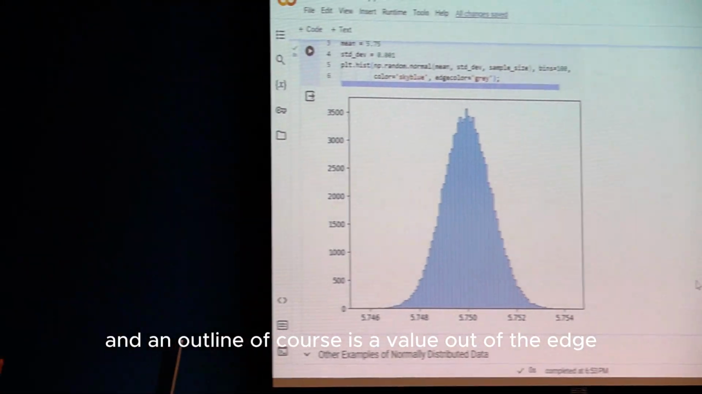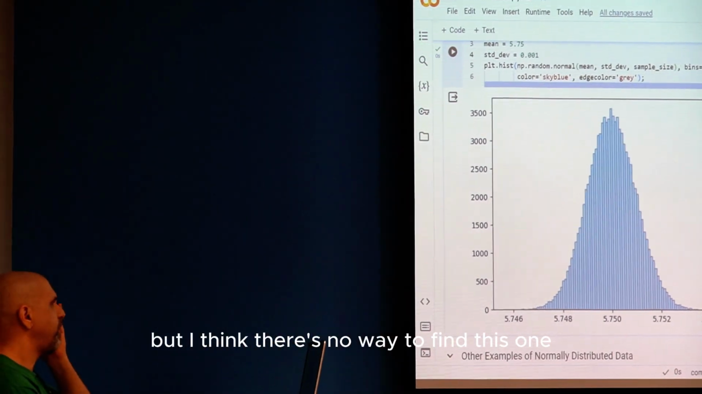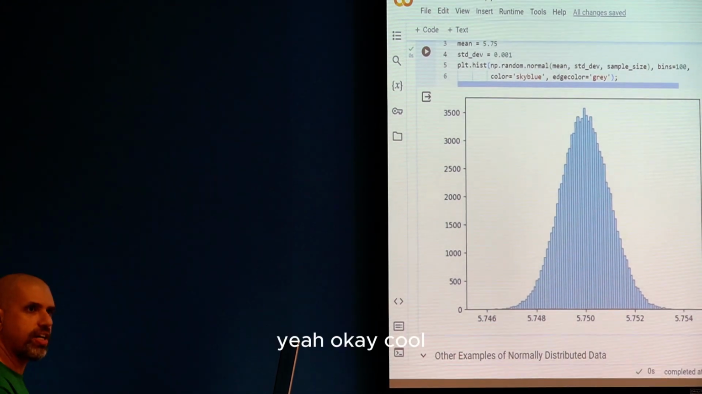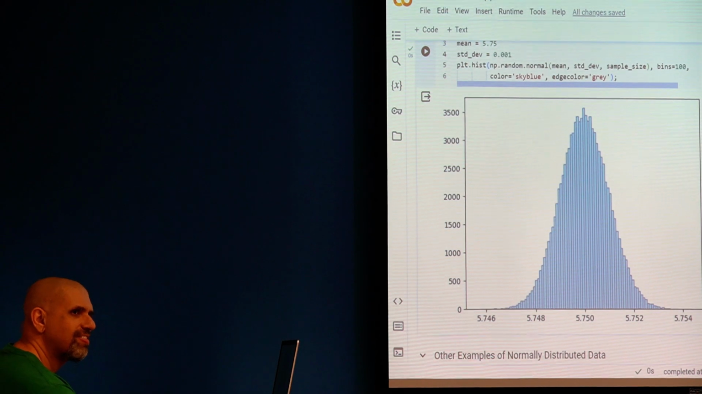And an outlier, of course, is a value out at the edge, but I think it's normally defined as what? Was it 3 standard deviations away from the mean? Yeah, something like that. Okay, cool.